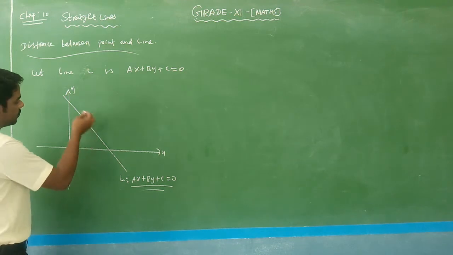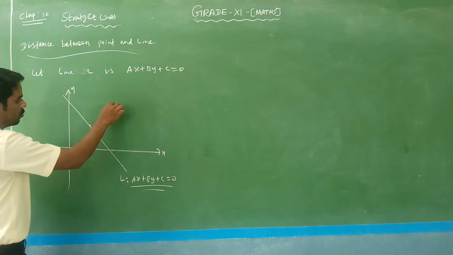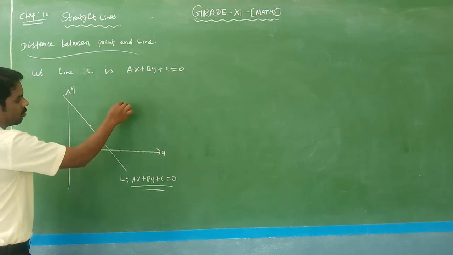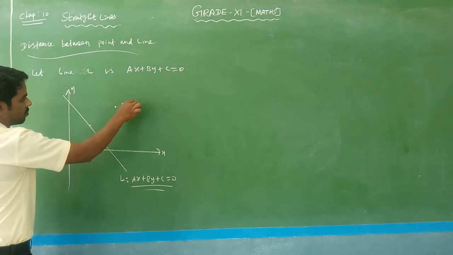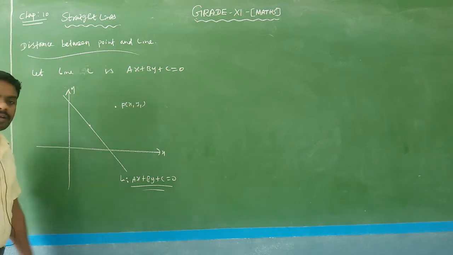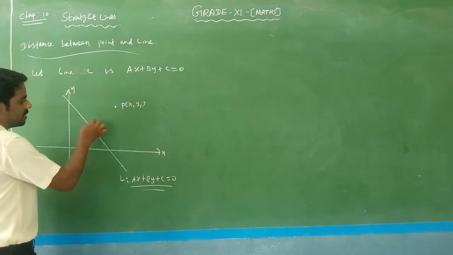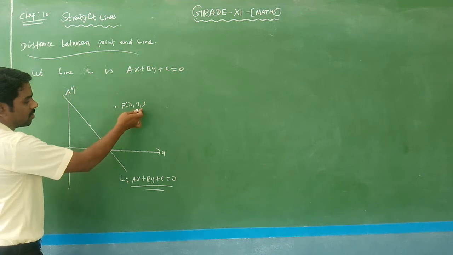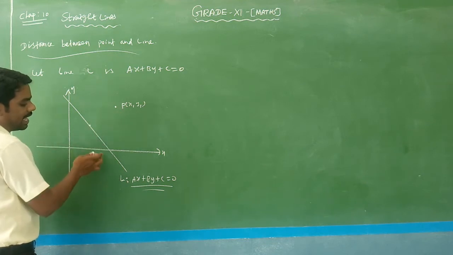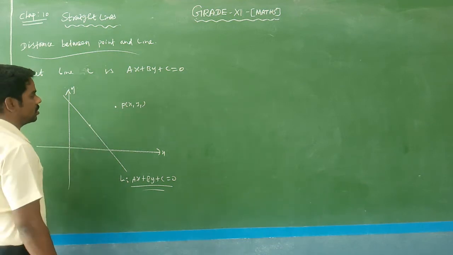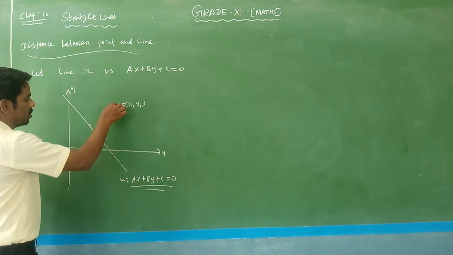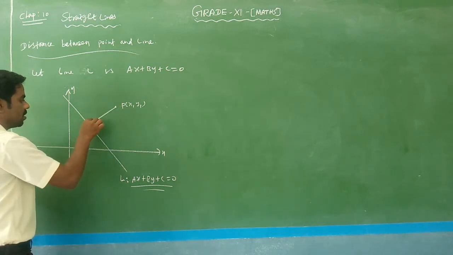Distance between this line and any one point. Let us consider the point P of x1 comma y1. So we need the distance between the point x1 comma y1 and the line ax plus by plus c equal to 0. Okay, right. This is the required formula.